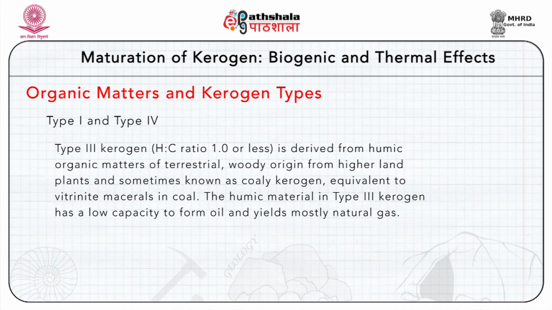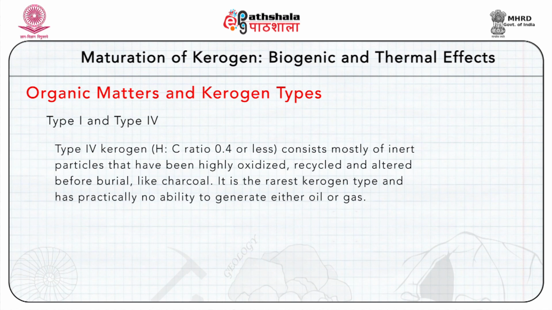Now, type 3 kerogen, where the hydrogen to carbon ratio is 1 or less, is derived from humic organic matters and they are of terrestrial woody origin from higher land plants and sometimes known as coaly kerogen, equivalent to vitrinite macerals in coal. The humic material in type 3 kerogen has a low capacity to form oil and yields mostly natural gas. Type 4 kerogen, where the hydrogen to carbon ratio is 0.4 or less, consists mostly of inert particles that have already been highly oxidized, recycled and altered before burial, like charcoal. It is the rarest kerogen type and has practically no ability to yield any kind of hydrocarbon such as oil or gas.